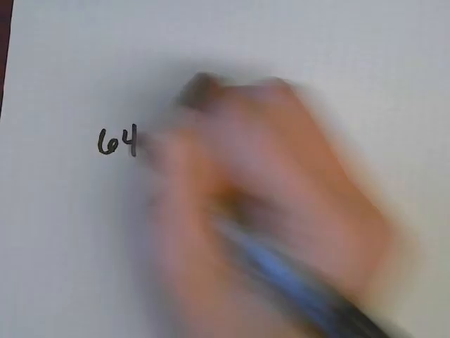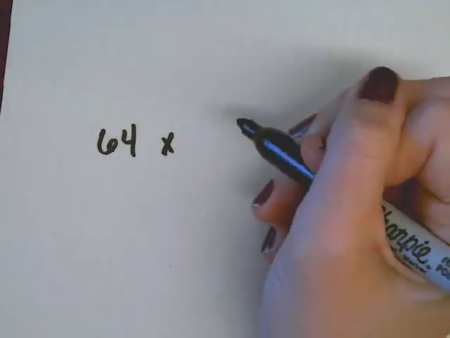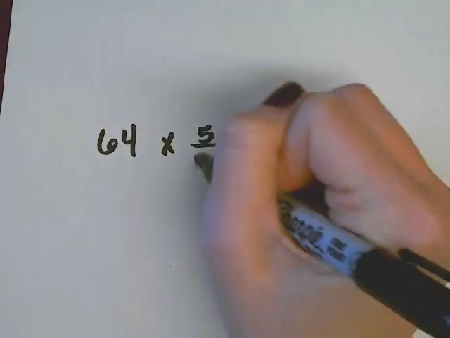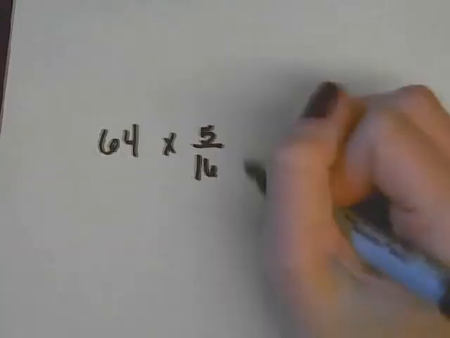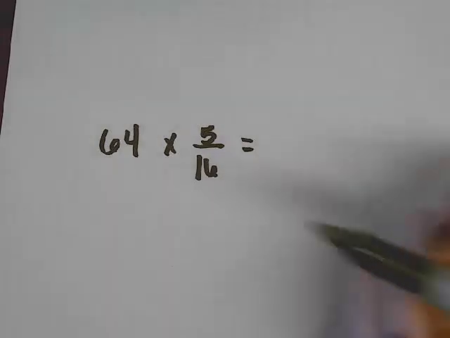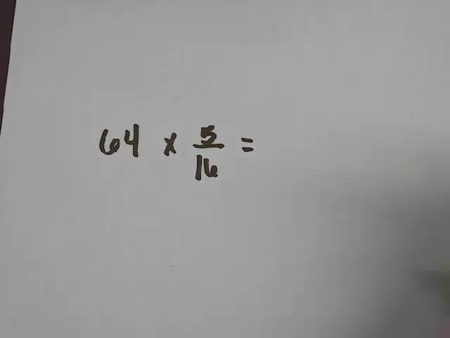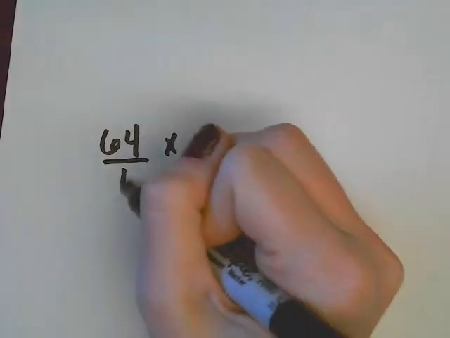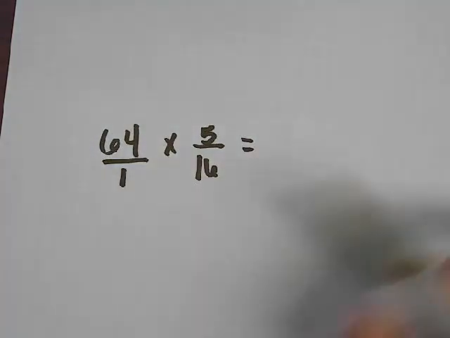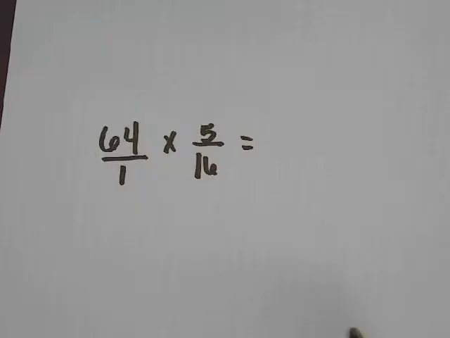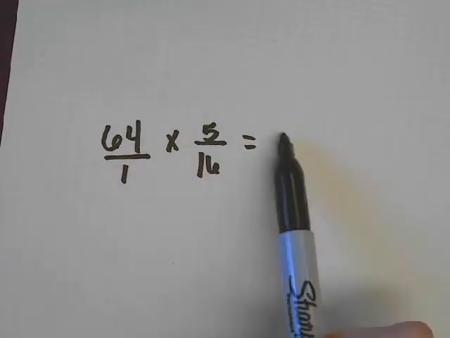On number 11, you have 64 times 5 over 16, okay? Students learned today that 64, a whole number, you can turn into a fraction by putting a 1 under it, because that's the same thing as saying 64 divided by 1 would still give you 64. Okay, so in multiplication, you don't have to find a common denominator. You can just multiply across.